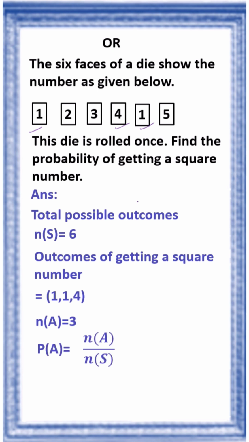Probability of picking a square number is number of A by number of S. Number of A is 3. Number of S is 6. 3 ones are, 3 twos are. So P of A is 1 by 2. So the probability of getting a square number is 1 by 2.